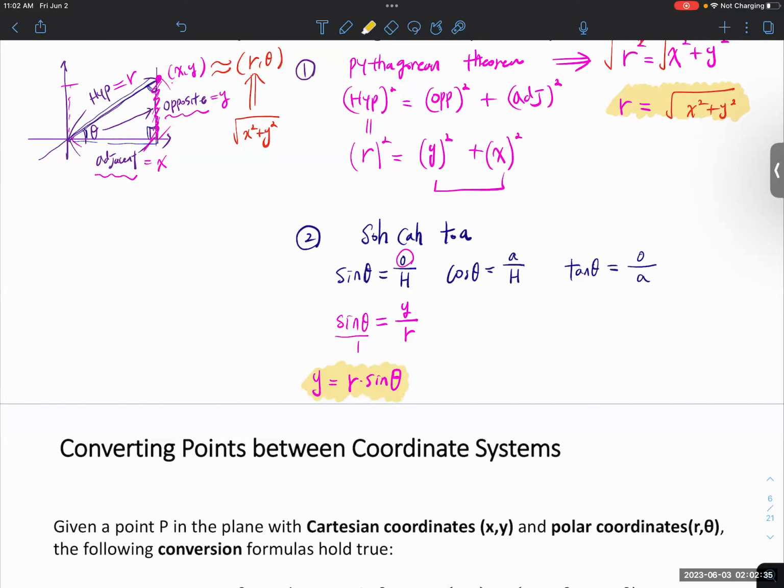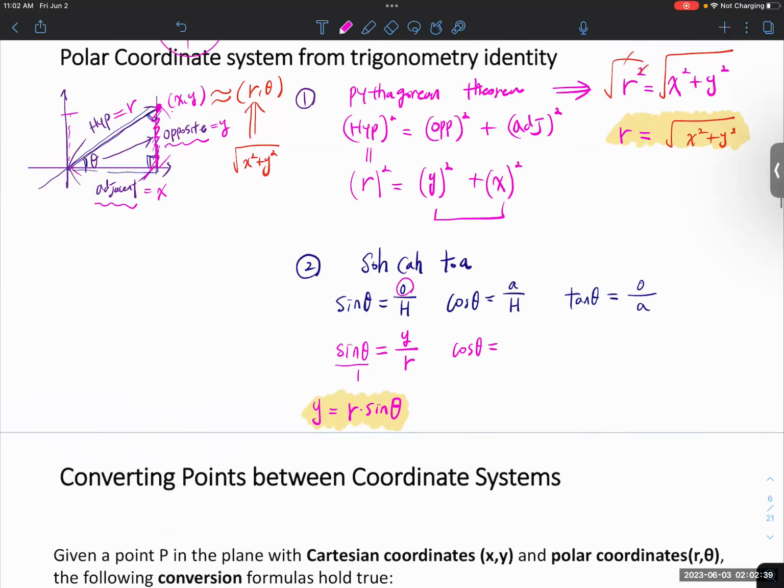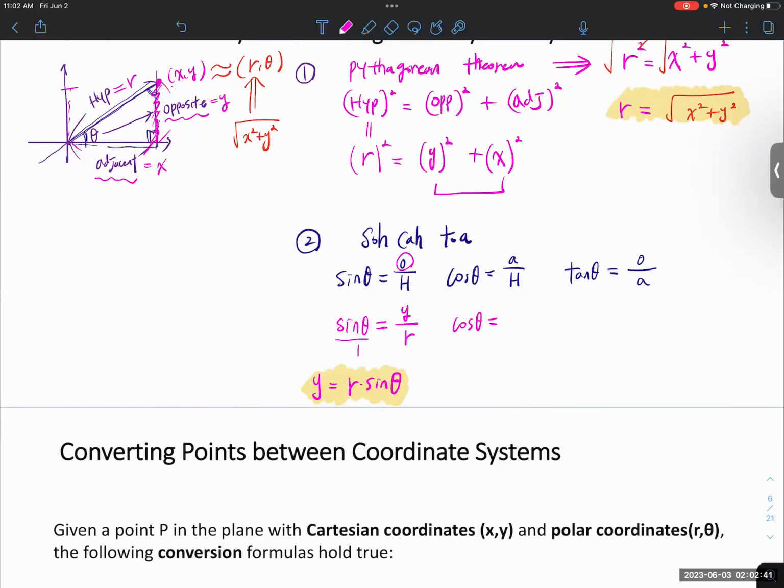Okay, likewise, I'm going to keep on going. Cosine theta is adjacent over hypotenuse. Adjacent is x, hypotenuse is r. So I can also solve for x. We could do the cross multiplication. X is going to be corresponding to radius times cosine theta. This is the next mathematical identity we found out.